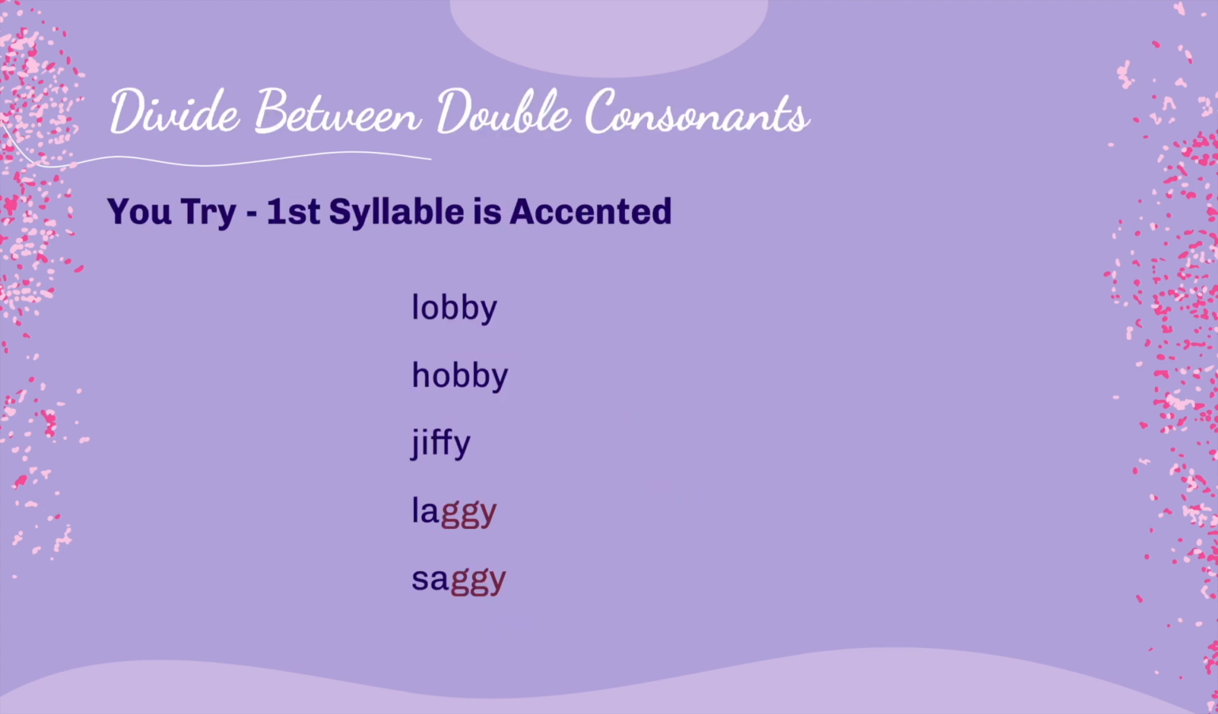I want you to stop and divide these 5 words into syllables and try sounding them out. You're going to divide the words between the double consonants. And remember that since these words have the first syllable accented, the Y at the end is going to have a long E sound. And the 2 G's with a Y in both of these words mean that the G will have its hard G sound of G.